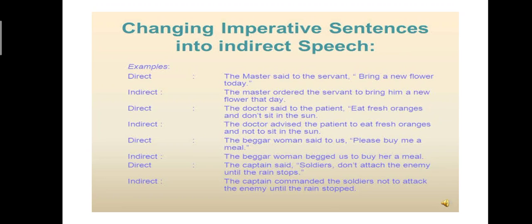Then the doctor said to the patient, "Eat fresh orange and don't sit in the sun." Direct. तो अब इसका indirect देखें. The doctor advised the patient to eat fresh orange and not to sit in the sun. Next direct sentence देखें. The beggar woman said to us, "Please buy me a meal." An indirect of this sentence: The beggar woman begged us to buy her a meal.